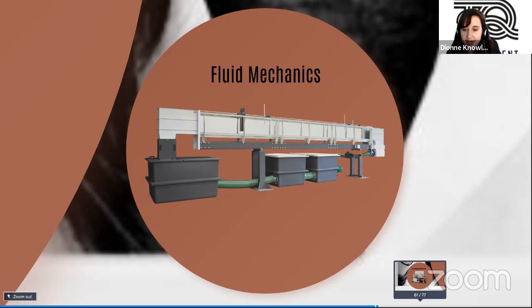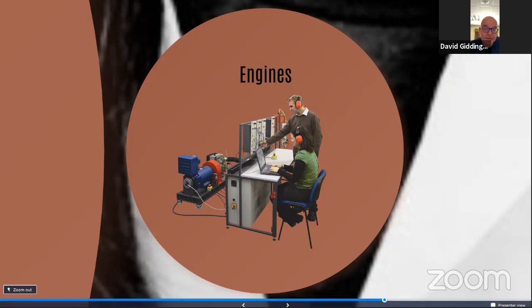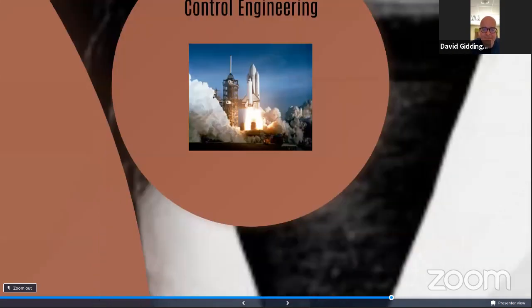Brilliant. Okay, let's see what else we have on our bubble wheel. Engines. We spoke about engines in the thermo, but I'll just repeat it briefly. We've got internal combustion engines. What we see there is the TD300. We also have a TD200 with single cylinder engines, looking at the performance, the efficiencies, the fuel consumption, air consumption, the thermal efficiency. Very, very dynamic piece of equipment. And gas turbines fall in that category as well.